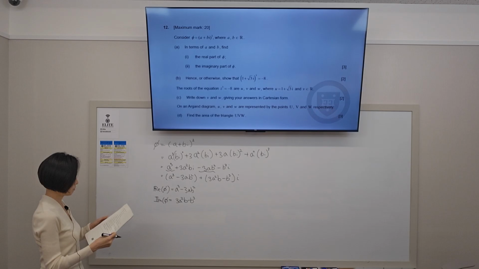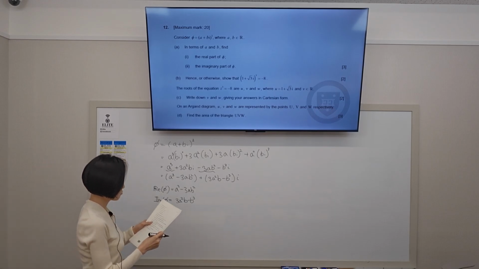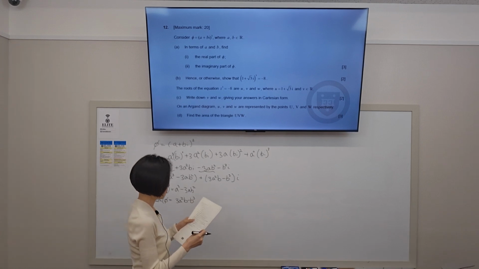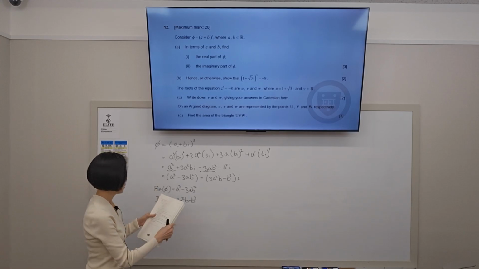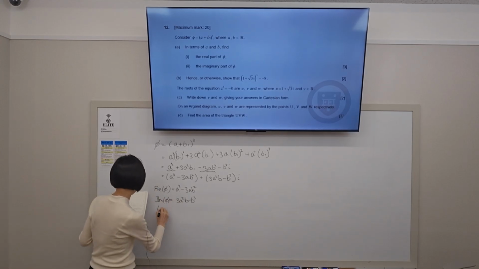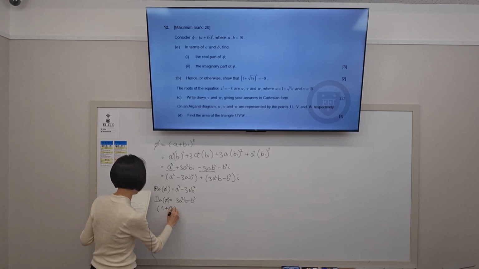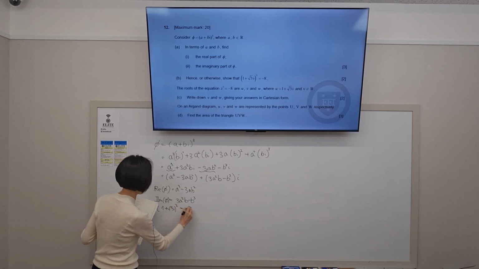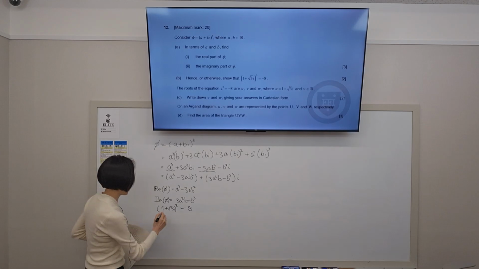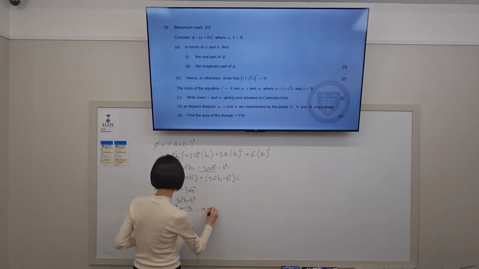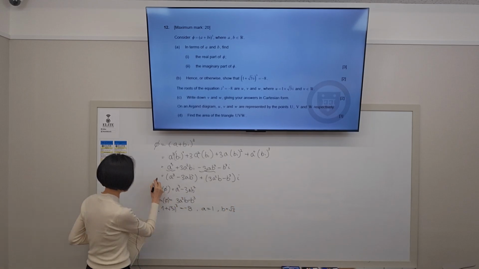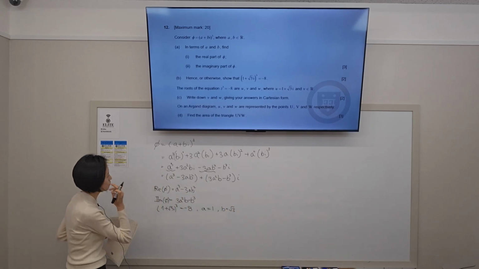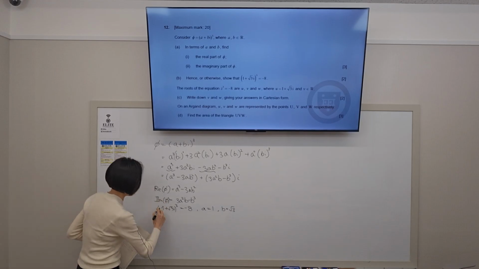Okay, that's part A. Part B: hence or otherwise show that (1 plus root 3i) to the power of 3 equals negative 8. So let a equal to 1 and b equal to root 3, then substitute into the equation we found.